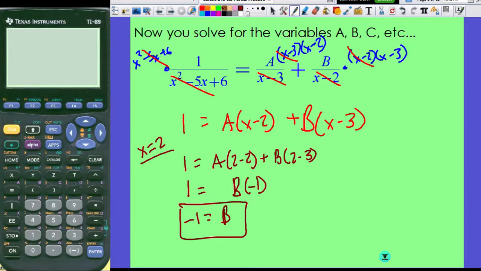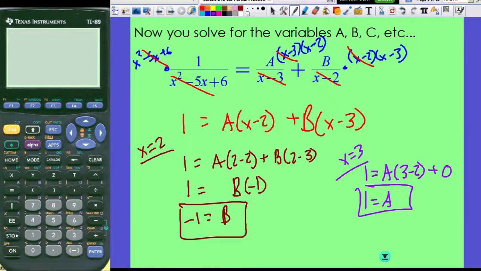Cool. Now I've got to solve for a. We're going to do the same thing. Instead of x equals 2, say x equals 3 to eliminate the b. So 1 equals a times 3 minus 2 plus b times 3 minus 3, which is 0. So 1 equals a.